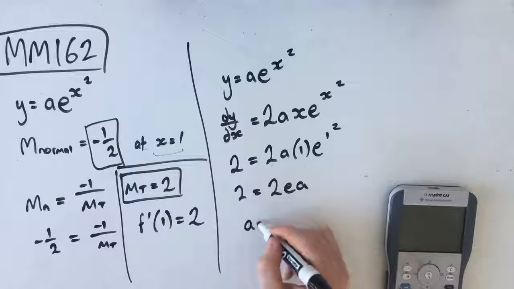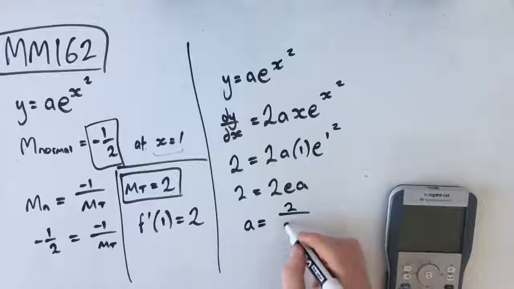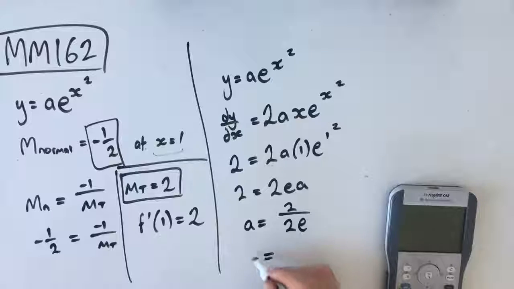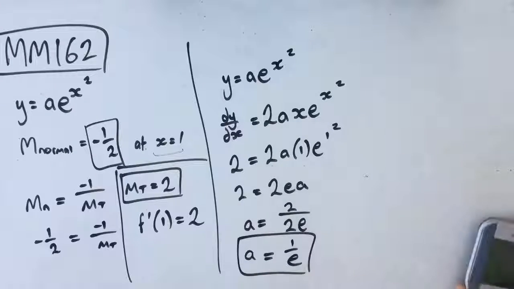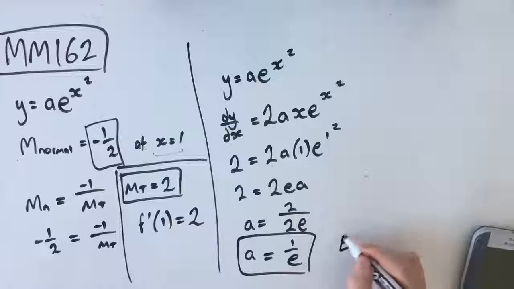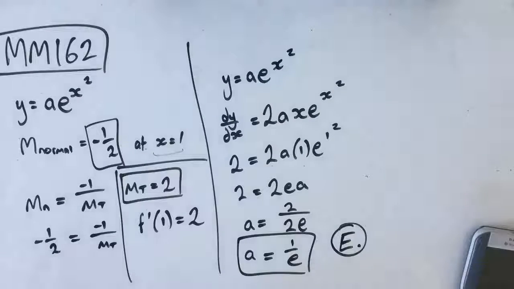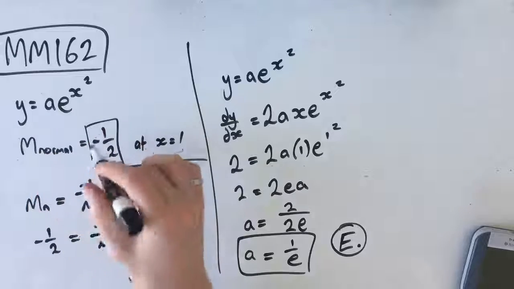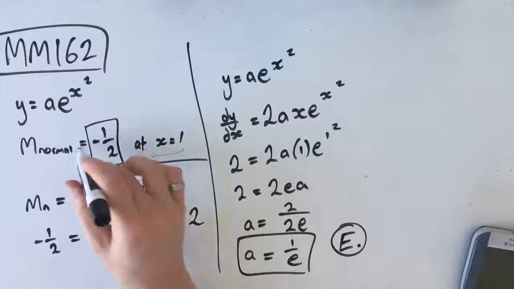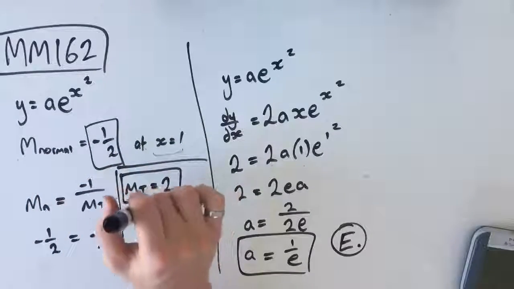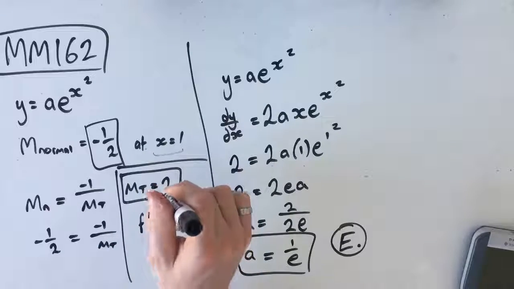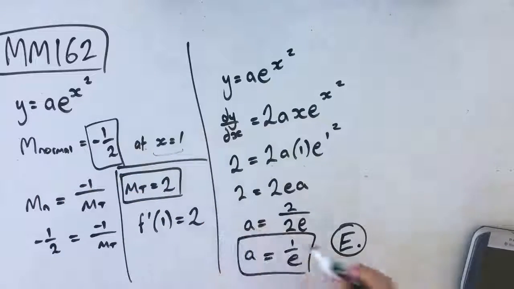From here, we can see that a is equal to 2 over 2e, which gives us a equals 1 over e. This gives us an answer of E. So guys, whenever you get a question that tells you what the normal is, just try to use that normal to find the gradient of the tangent, and then differentiate from there and work out the gradient at that point. So as I said guys, the answer is E.